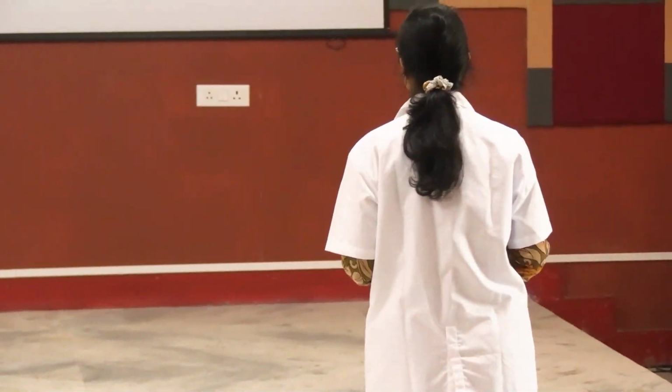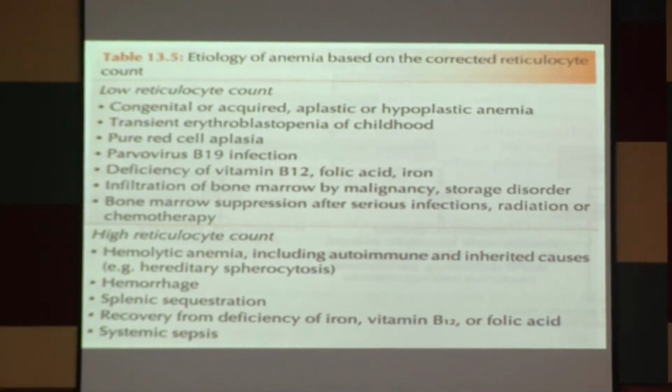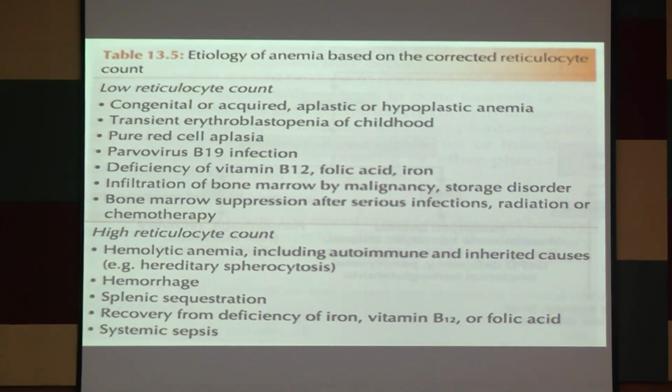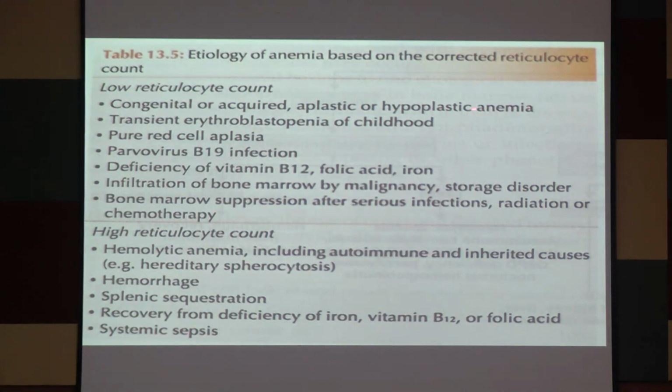Now, etiology of anemia based on the corrected reticulocyte count. So, conditions where reticulocyte count increased, where reticulocyte count decreases. It has been taught in the previous slides also, just naming them. Low reticulocyte count in aplastic hypoplastic anemia, transient erythroblastopenia of childhood, pure red cell aplasia. So, when the causes are affecting the bone marrow, the reticulocyte count will be less. Parvovirus B19 infection, vitamin B12, folic acid, iron deficiency, infiltration of the bone marrow, as well as cancer chemotherapy, serious infections, radiations affecting the bone marrow.